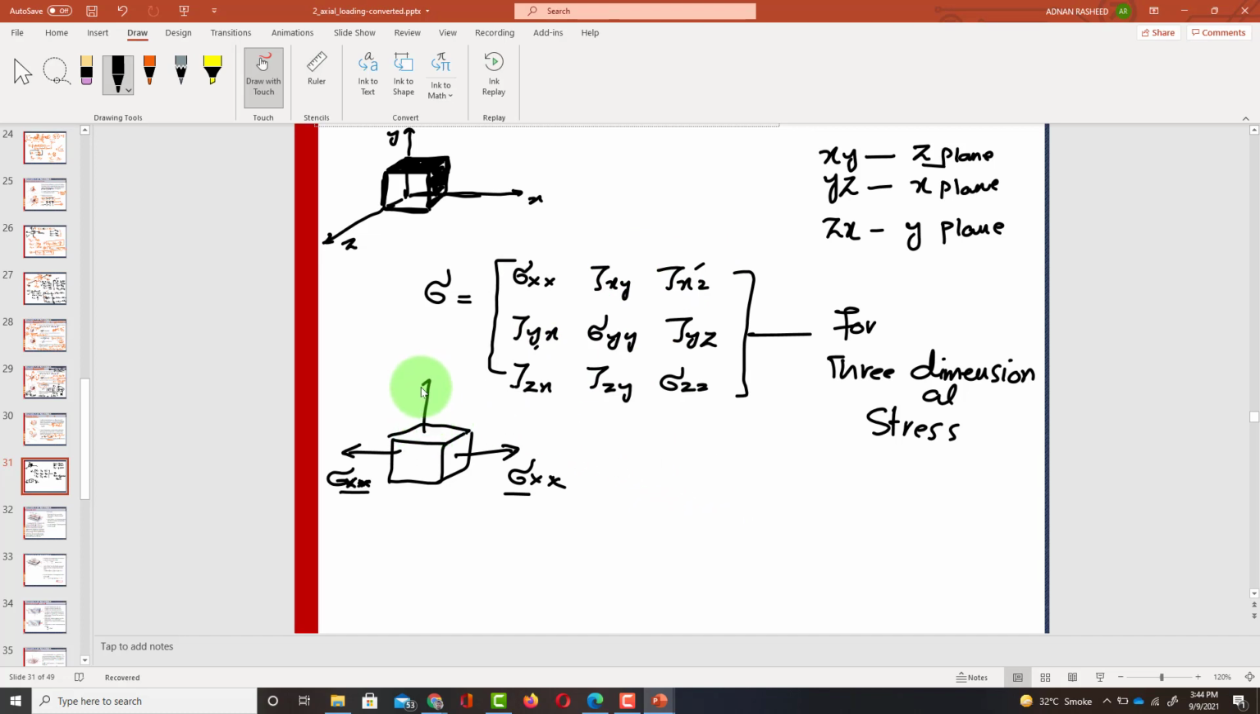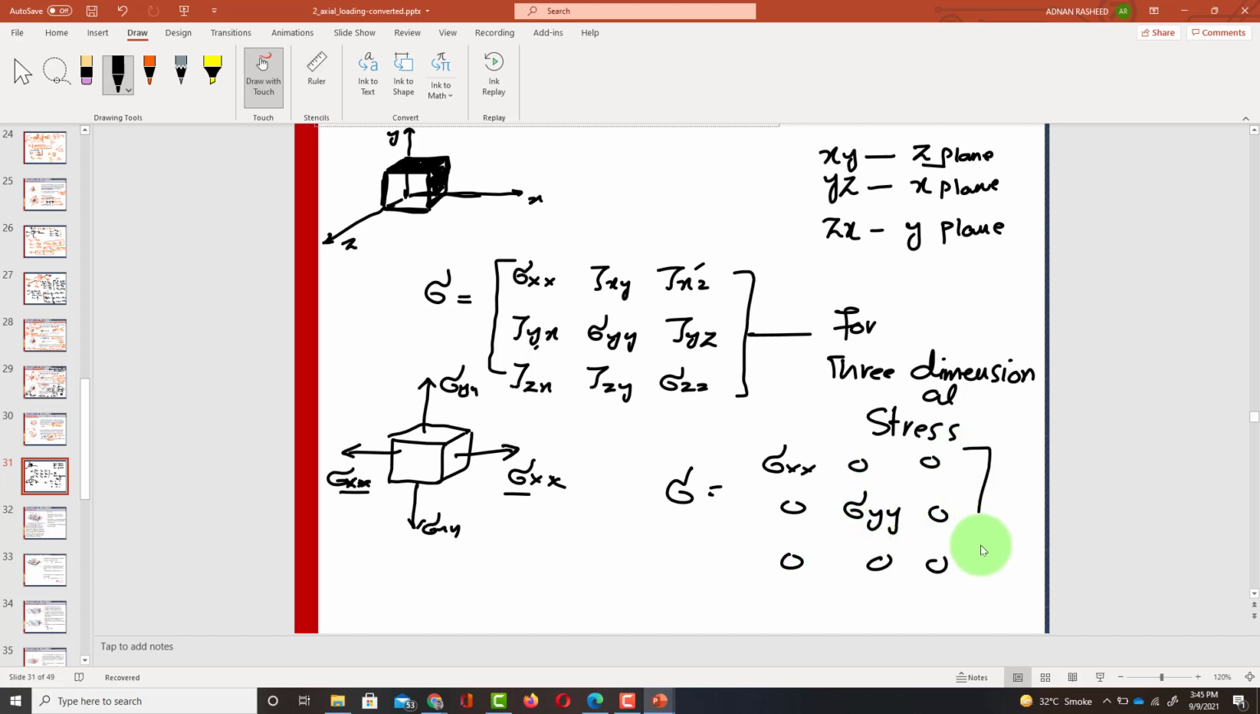Similarly, if you have stress in the y direction, then your stress matrix will become: sigma xx 0 0, 0 sigma yy 0, 0 0 0. So for this state of stress, your stress matrix will be like that. But if there is stress in the z direction as well, then this will not be 0. So this will be equal to what? Sigma zz. Okay?